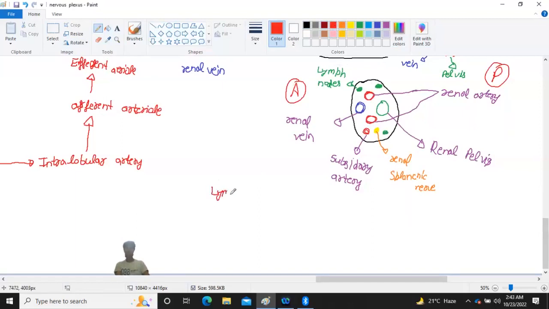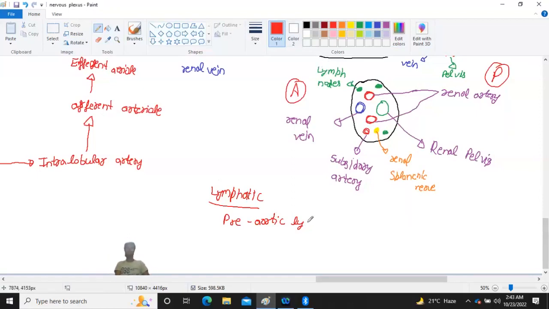Lymphatic drainage is to the pre-aortic lymph nodes. We know there are the pre-vertebral, pre-central arteries of the aorta: celiac trunk, superior mesenteric, and inferior mesenteric. So there are similar lymph nodes also present: celiac lymph node, superior mesenteric lymph node, and inferior mesenteric lymph node just below the artery. Three similar nodes are present.